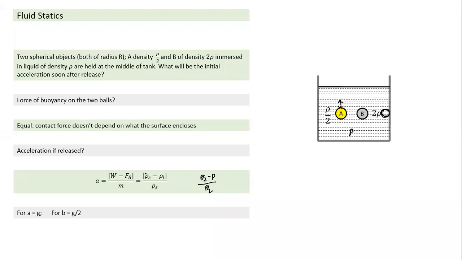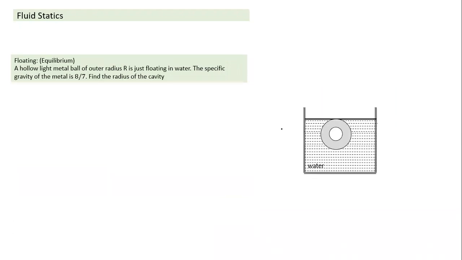I will calculate here acceleration of solid. This is 2 rho minus rho divided by 2 rho. It will become G by 2. So as soon as you release, it will have upward acceleration of G, and this will have a downward acceleration of G by 2. So there are quite a few questions which can be formed.